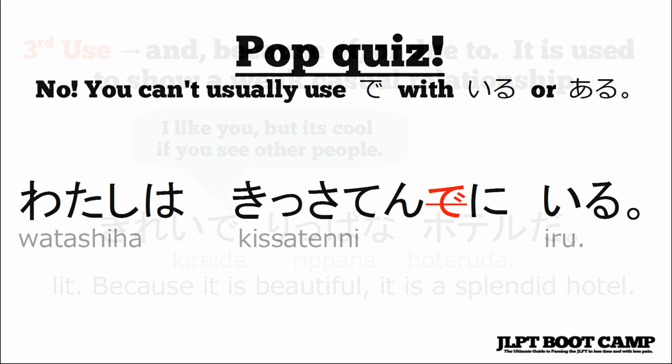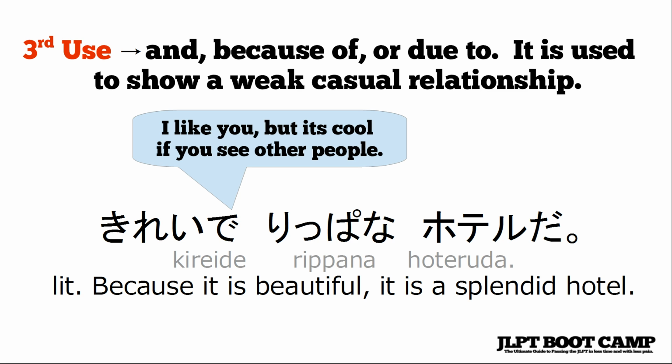Now, on to the third use. The third use means and, because of, or due to. It's used to show a weak, casual relationship. It's used to connect na adjectives.